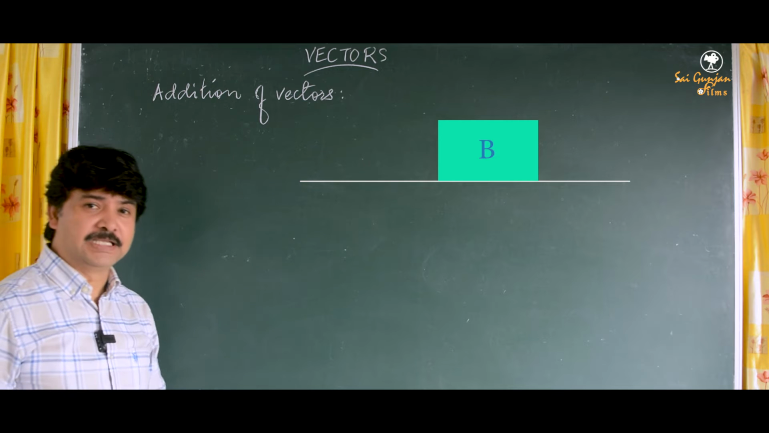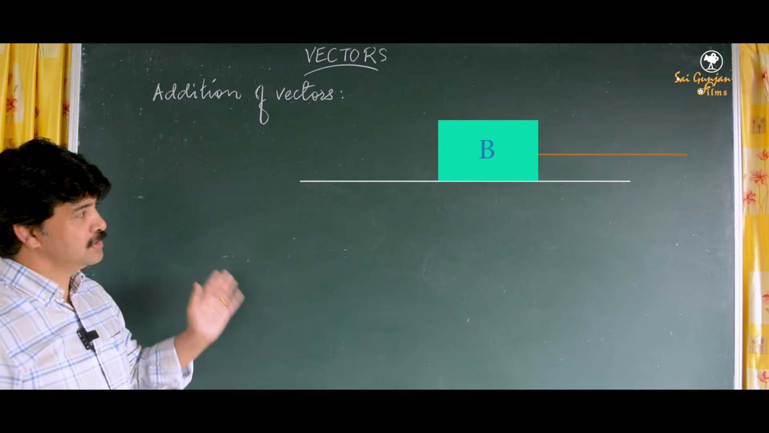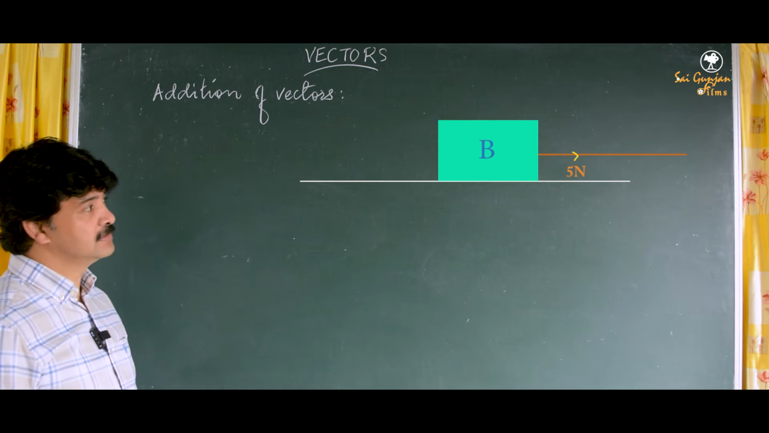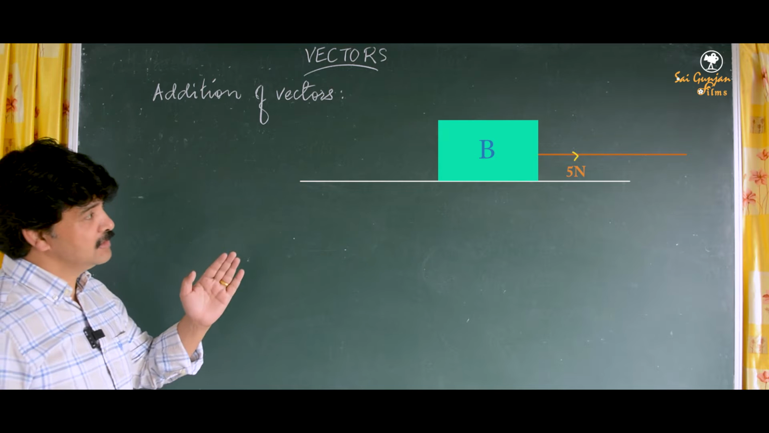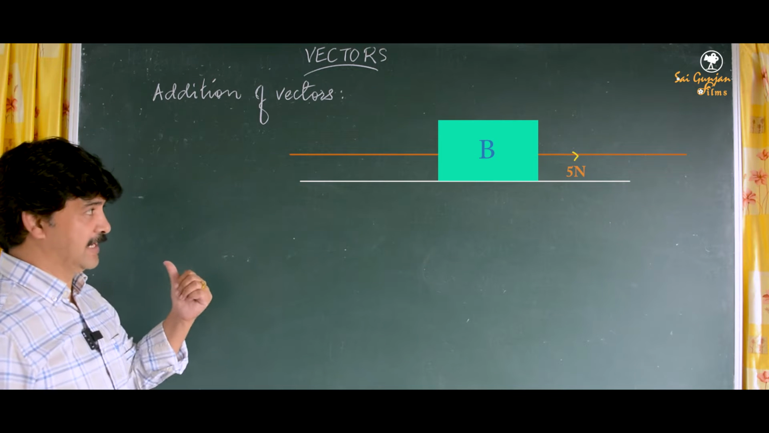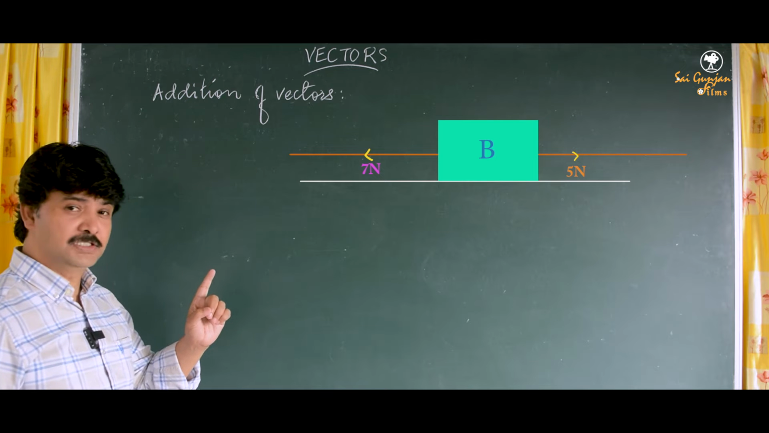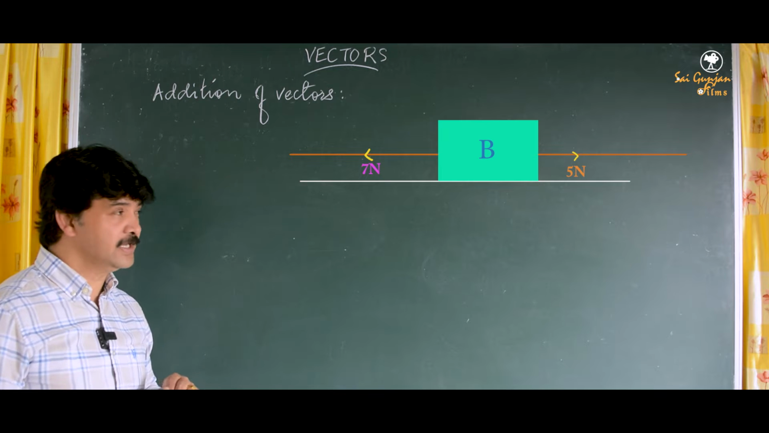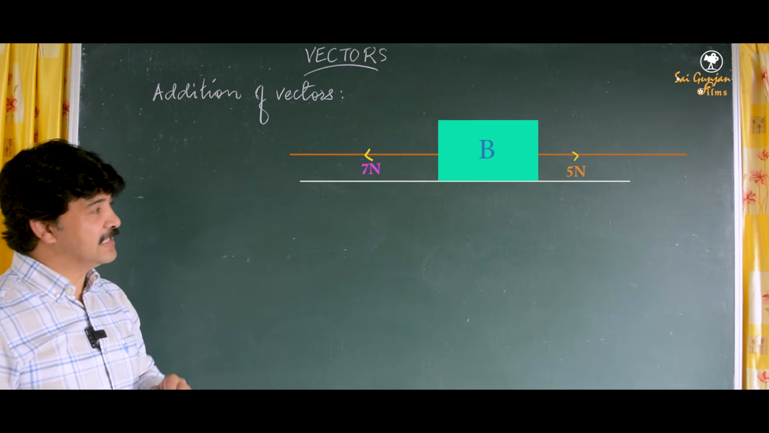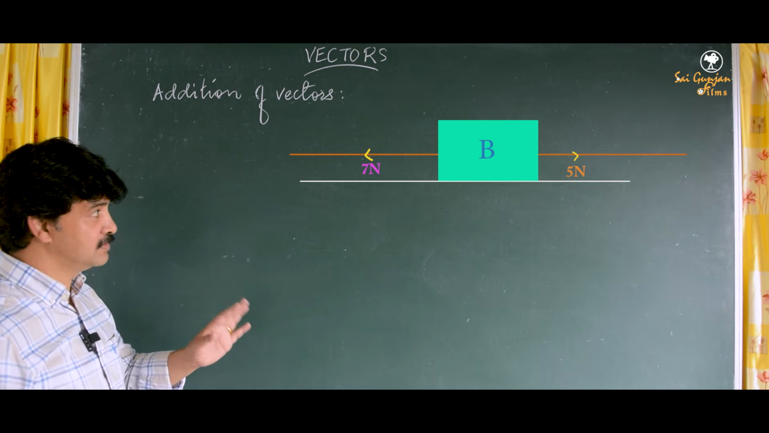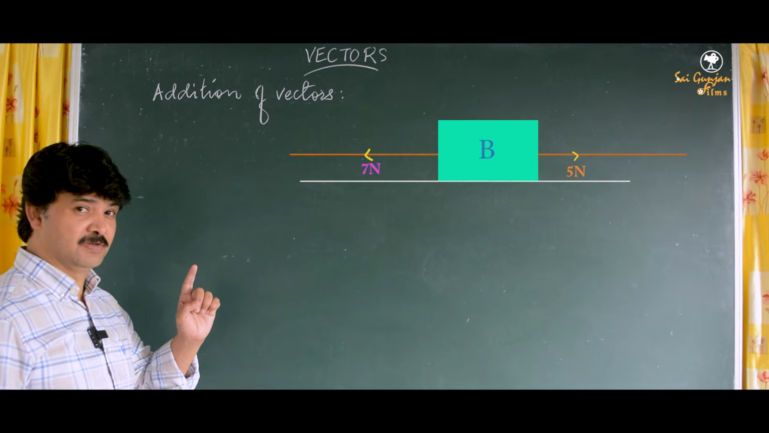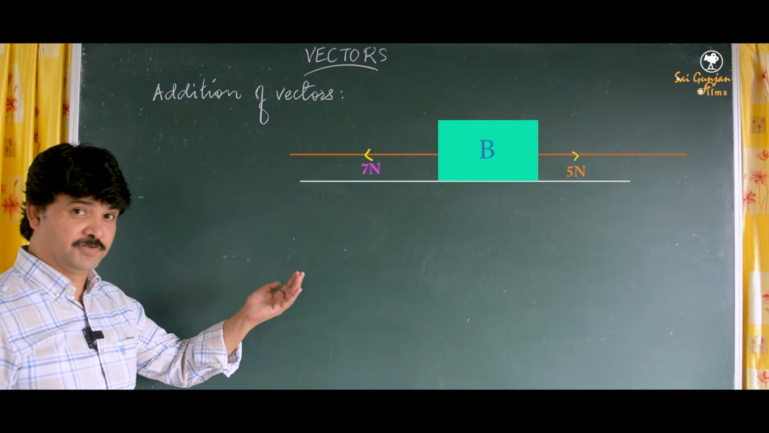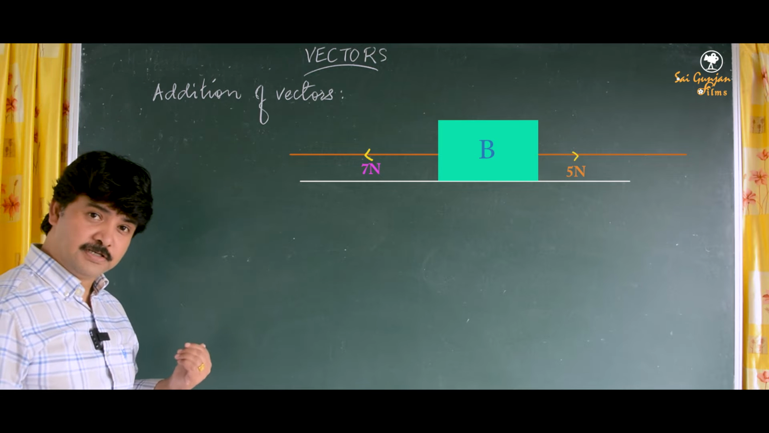Now take another case. Let's say this body B is pulled towards your right by a force of 5 Newton and it is pulled towards your left by applying a force of 7 Newton on the same straight line with the help of 2 different threads. Okay, so where will that object move? Towards your left or towards your right? The object will definitely move towards the greater force, isn't it? So the object will move towards your left.